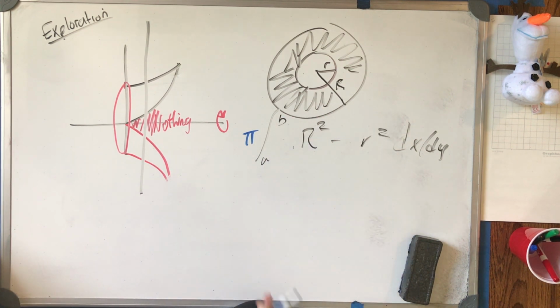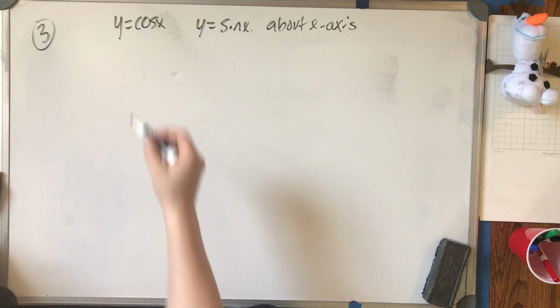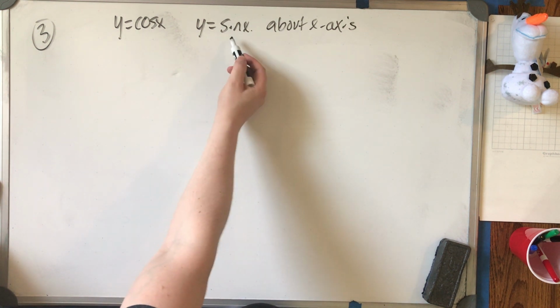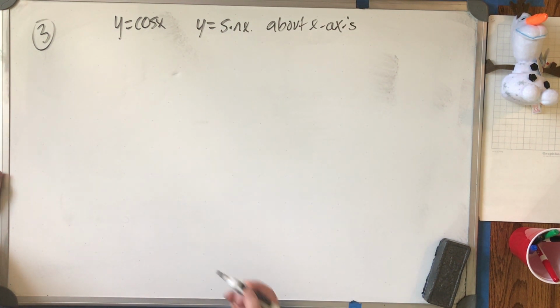So we end up with big R squared minus little r squared dx or dy, and then we multiply that by pi when we're done. Okay, for 3, we're getting the area between cosine x and sine x, rotating it around the x-axis.